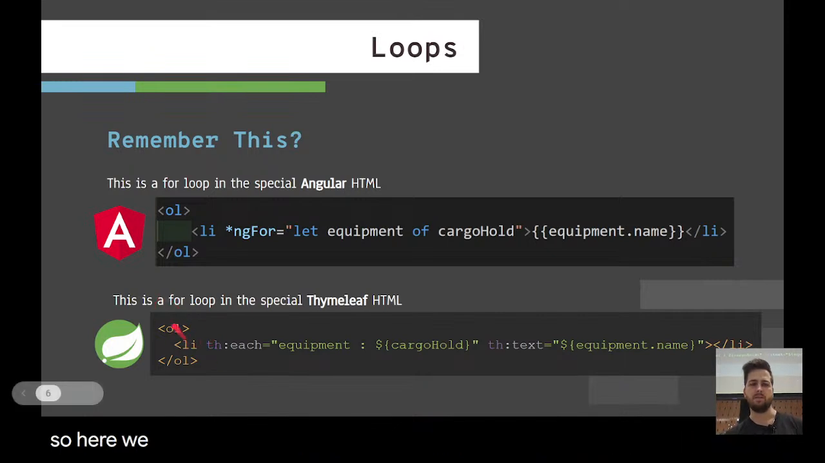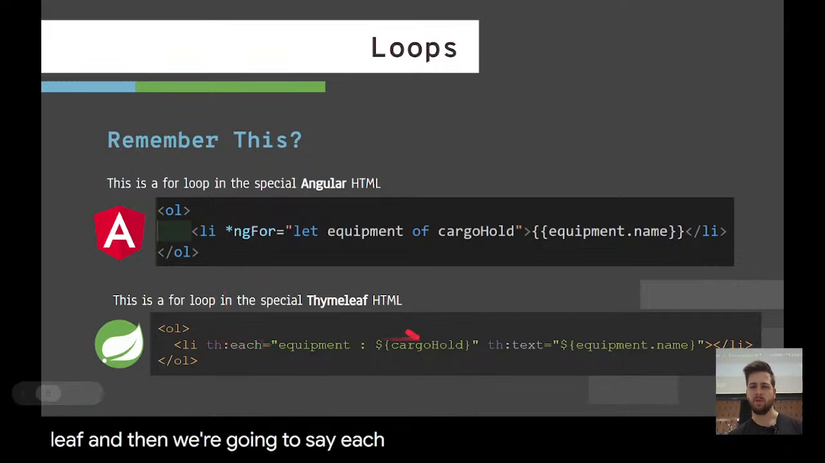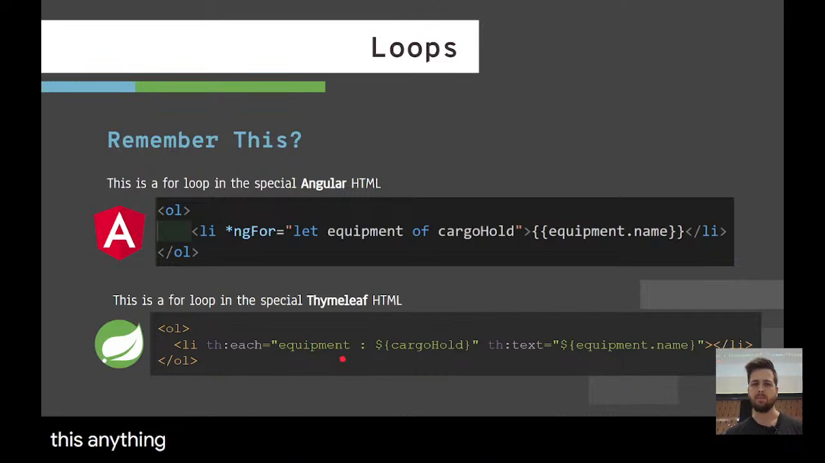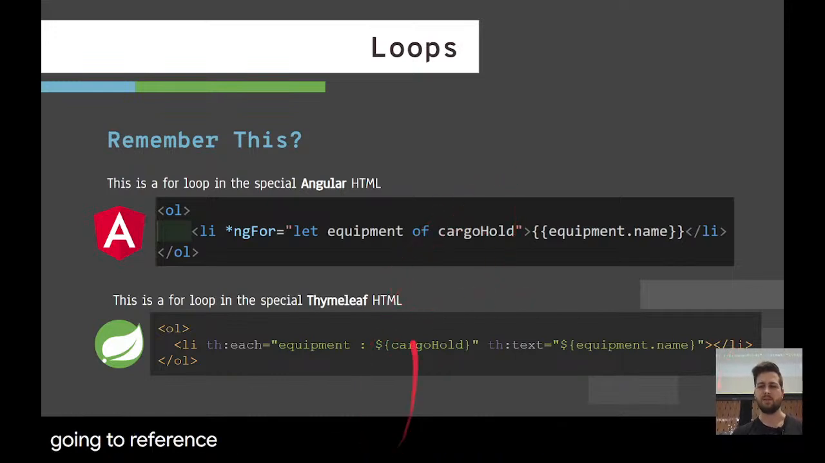So here we have, instead of the Angular syntax, th for Thymeleaf, and then we're going to say each. And then instead of let equipment, we're just going to say equipment. This is the name that we come up with right here. We can call this anything. And then instead of of, we're going to have a colon. And then we're going to reference the array list, the thing that we're looping through.